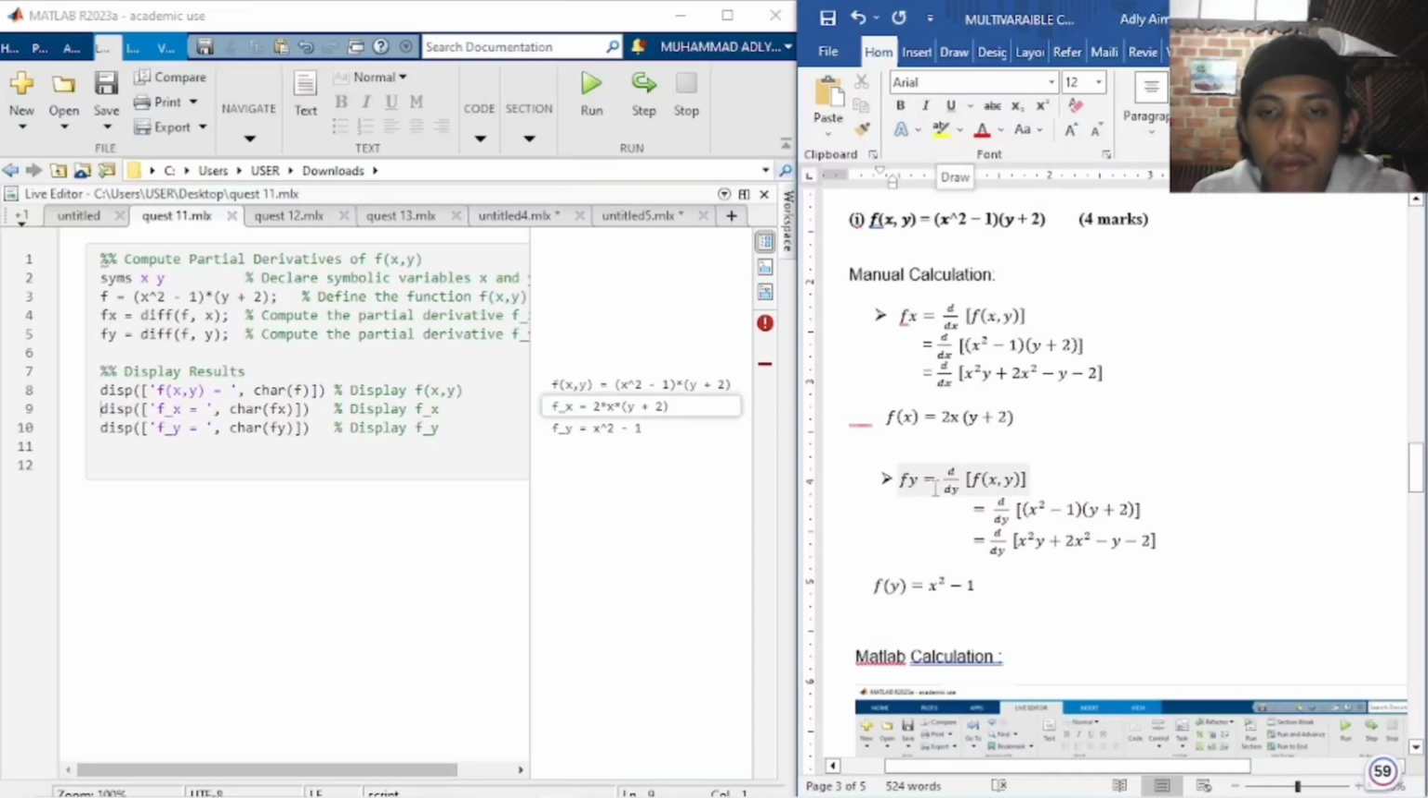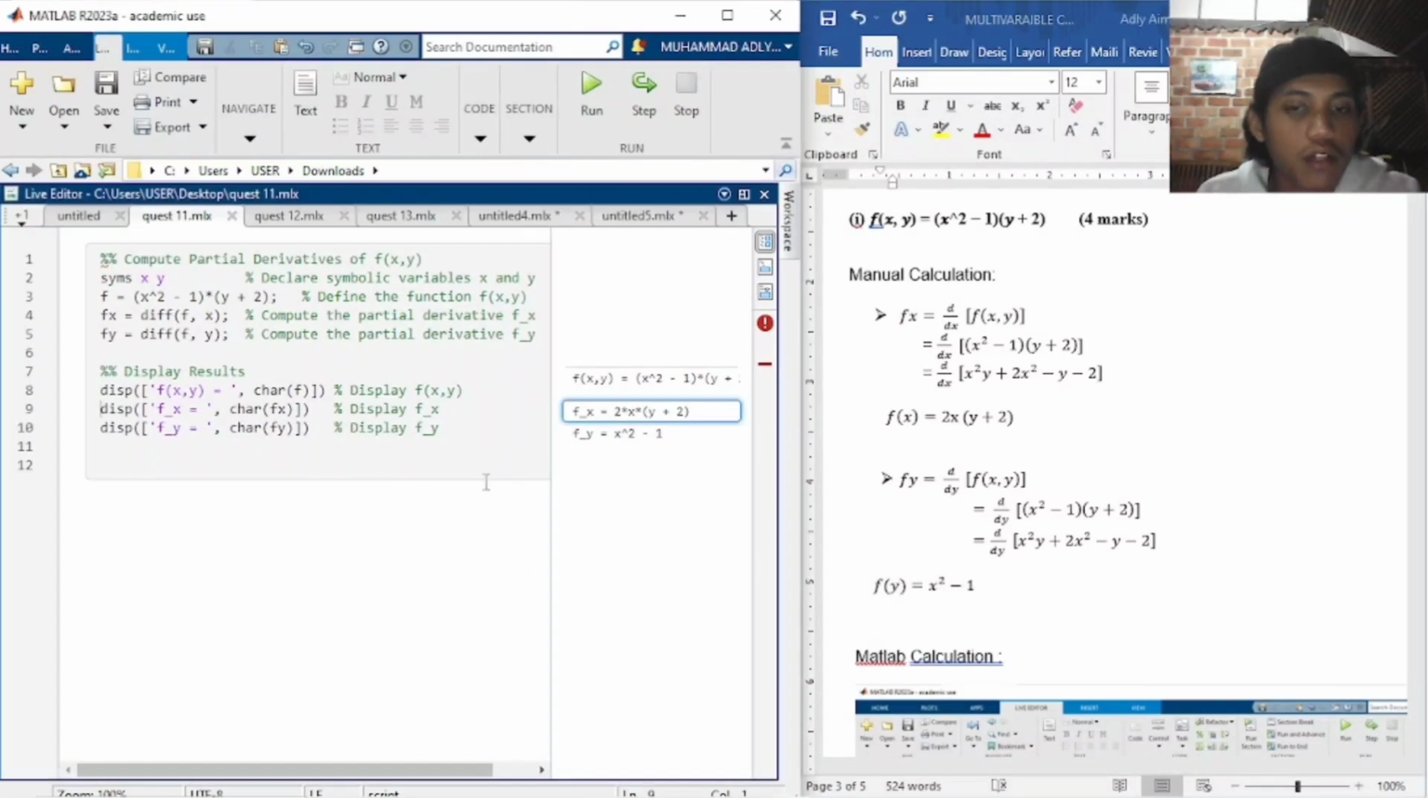And then for fy, we differentiate with respect to y, with x constant. So we calculate and differentiate, and we get fy is x to the power of 2 minus 1.